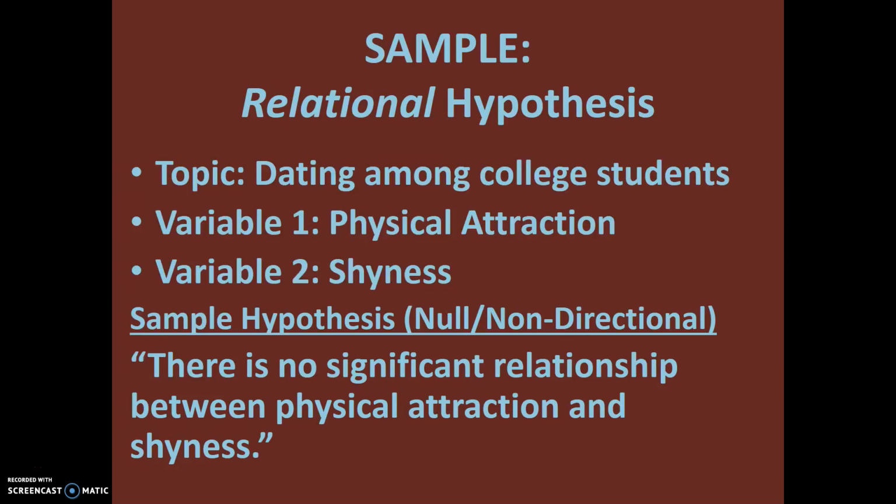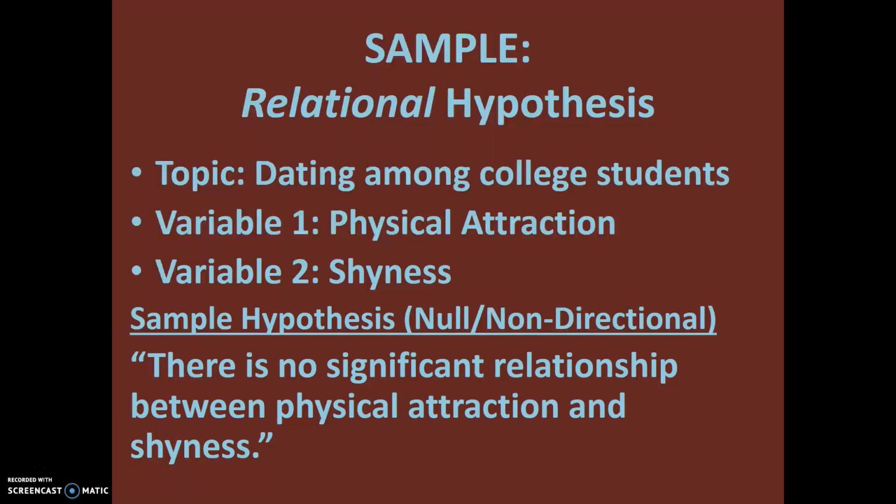Another version of the relational hypothesis is considered the null or the non-directional hypothesis. In this case, we're not stating that the variables will be headed in either direction. Instead, we're just going to look at the relationship to see if it even exists. So once again, we're going to look at the topic of dating among college students with our two variables, and a sample null hypothesis would be there is no significant relationship between physical attraction and shyness.